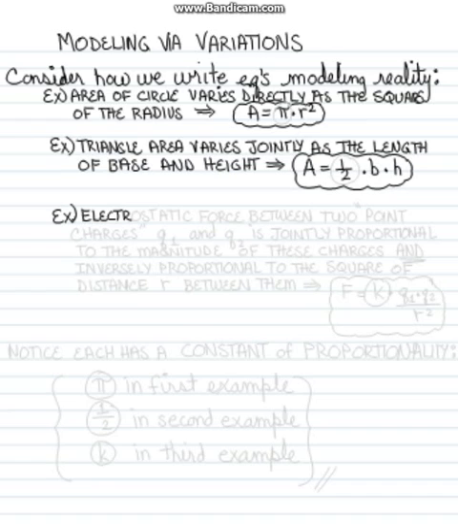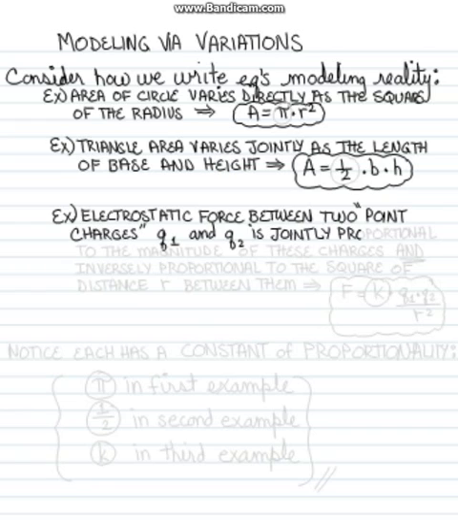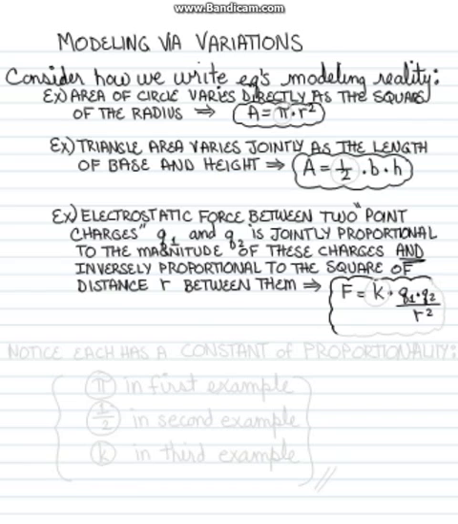And finally, consider the electrostatic force between 2 point charges Q sub 1 and Q sub 2. That electrostatic force is said to be jointly proportional to the magnitude of the 2 point charges Q1 and Q2, and it's inversely proportional to the square of the distance r that separates the 2 point charges. And the way that we would write this expression, this joint variation, is F equals K times Q sub 1 times Q sub 2, that's the joint proportionality of the point charges, over r squared. That's the inverse proportionality of r squared.